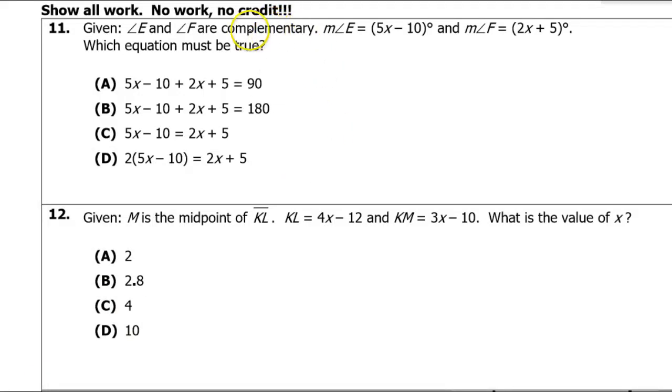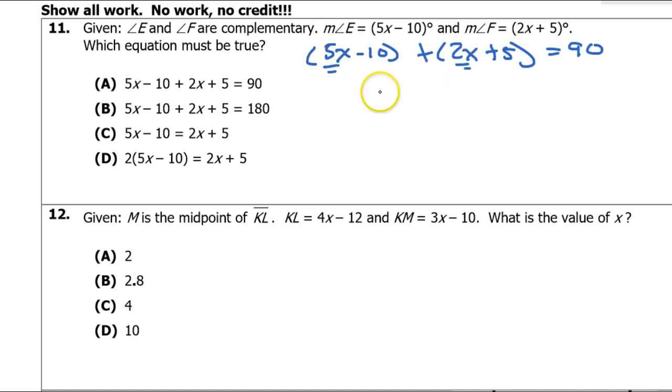Now, just as far as vocabulary, angles that are complementary add up to 90 degrees. So if angles E and F are complementary, that means 5x minus 10 plus 2x plus 5 has to equal 90. So just combining like terms, the 5x and the 2x, that makes 7x. Negative 10 and positive 5 makes negative 5. And that must equal 90. So adding 5 to both sides, that gives me 7x is equal to 95.